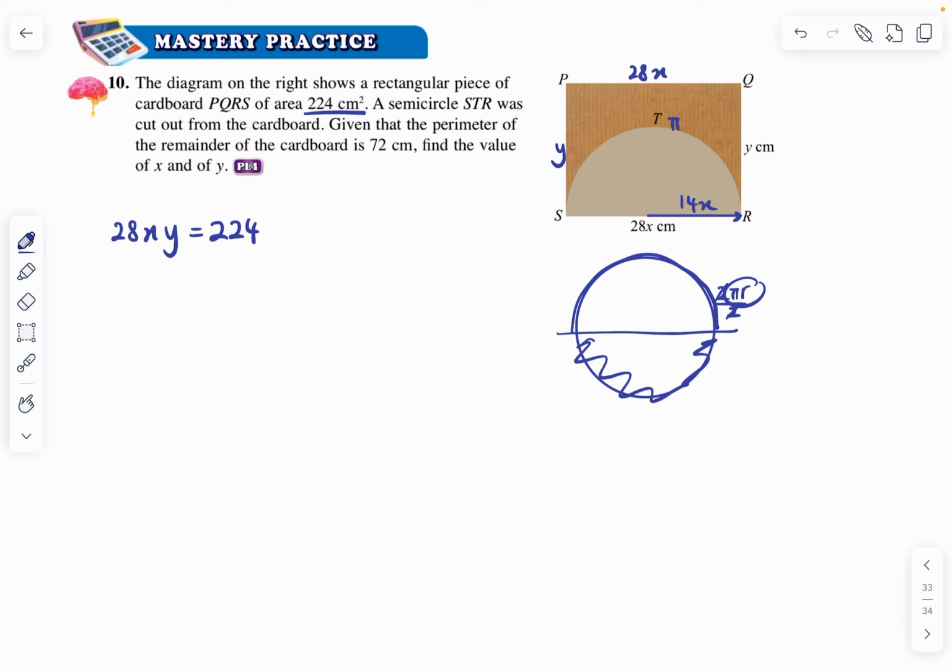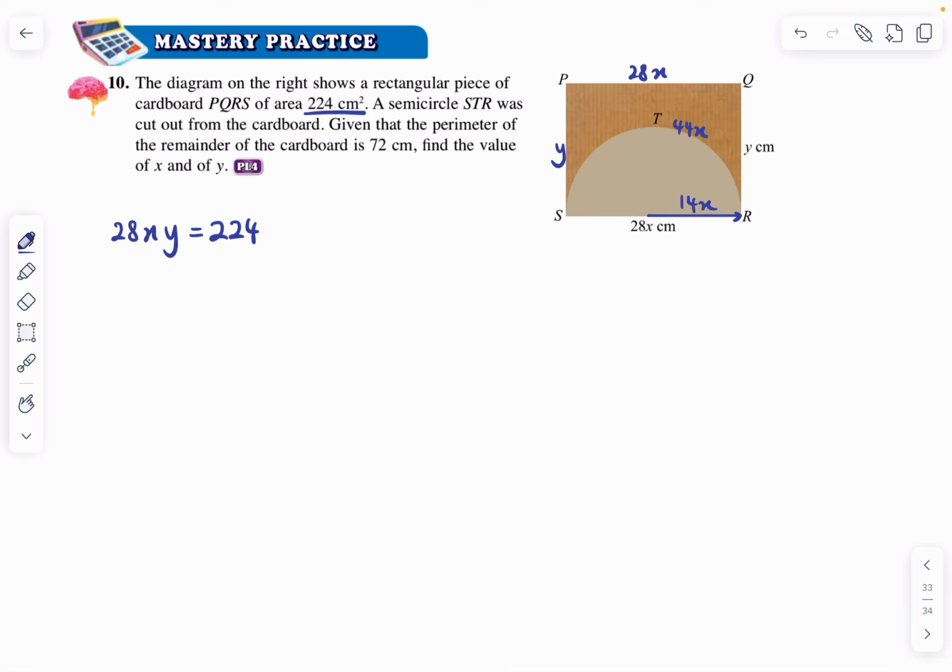So pi times radius, 14x. Pi is just 22 over 7, so we use 22 over 7. 7 and 14 we can cut, this becomes 2. So 22 times 2x is 44x.